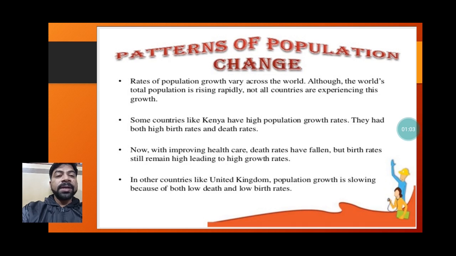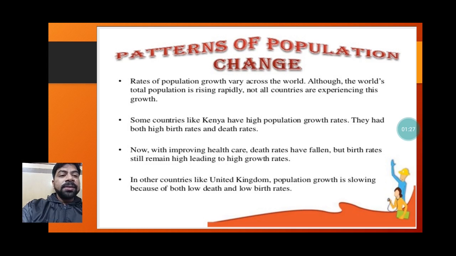Imagine such a country. What would you expect from them? Soon their population will grow more and they will face lots of problems, because through the advancement in the technology of medicine and healthcare, they are able to restrict the death rate, but they are not able to restrict the birth rate.